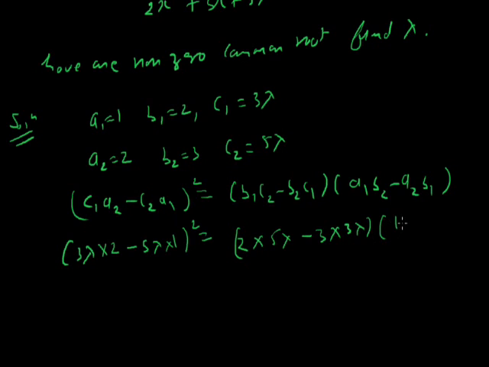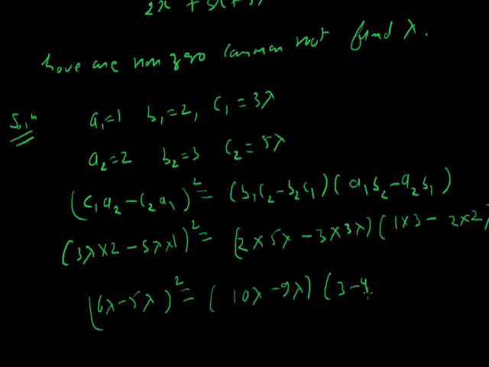What is the value of a1? That is 1. b2 that is 3 minus a2 that is 2 times b1 2. So 6 lambda minus 5 lambda the whole square is equal to 2 into 5, that is 10 lambda minus 9 lambda, 3 minus 4.